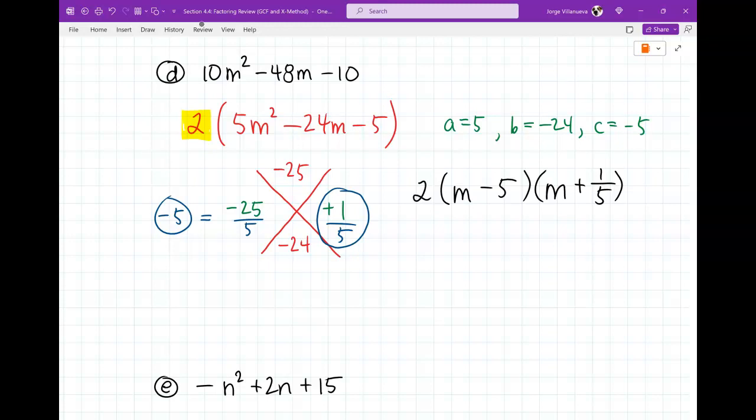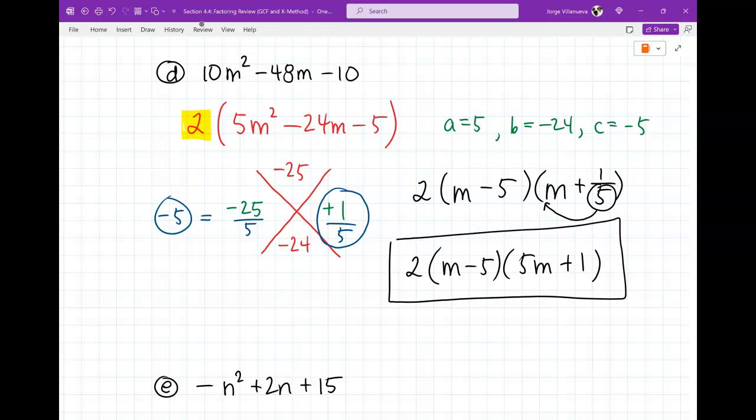Okay? But I'm not finished because what's wrong with the way it is right now? The fraction. So get the bottom number and bring it up. So 2(m minus 5)(5m plus 1), and this is your solution. Okay, don't forget about that number on the outside that you factored. It has to follow along, okay?